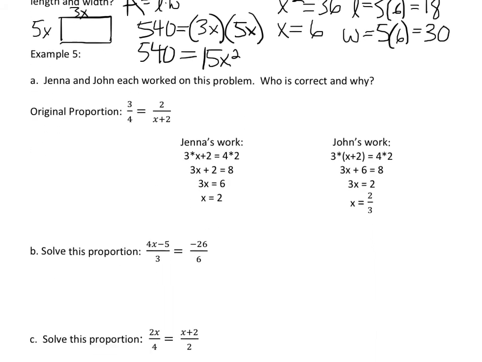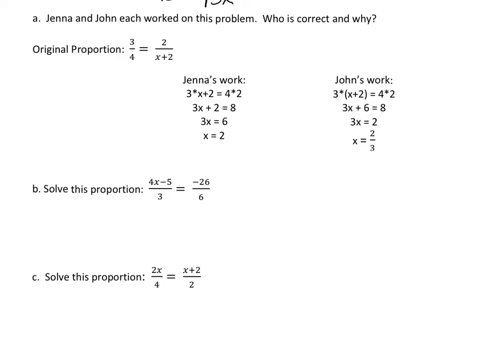Moving on to example 5. Jenna and Josh each worked on this problem. Who is correct and why? This is just to get you to realize the importance of distributing and realizing exactly how to go about the algebra, because these are really common mistakes that we see. Our original proportion is 3 over 4 equals 2 over x plus 2. So here are Jenna's work and John's work.